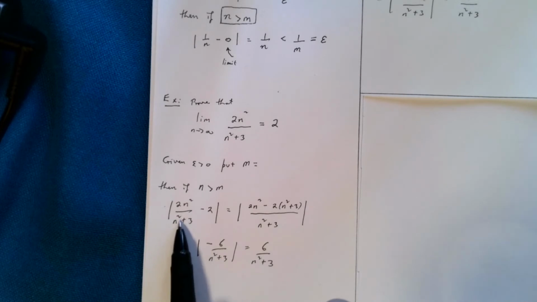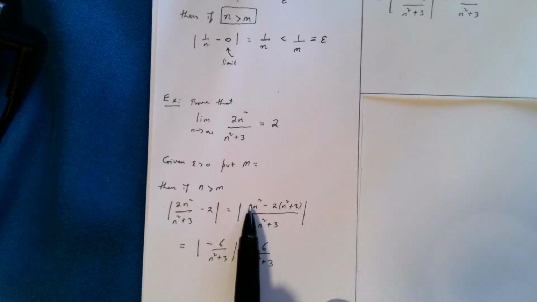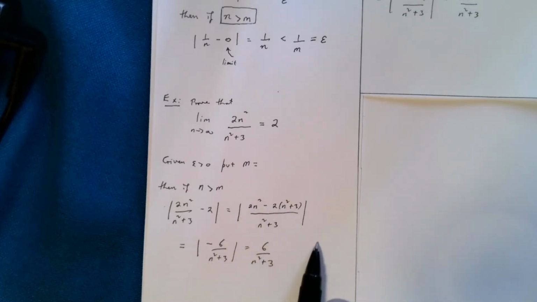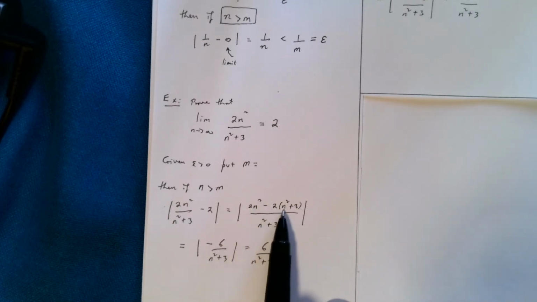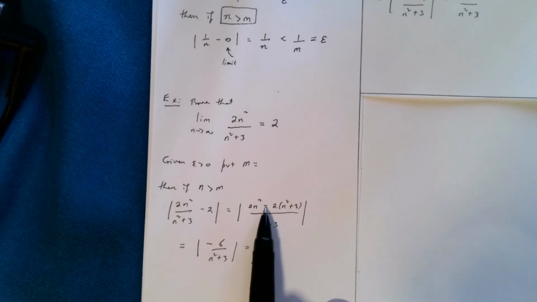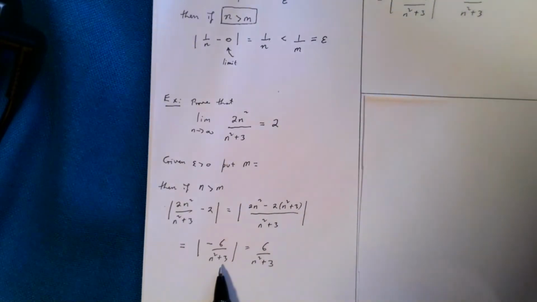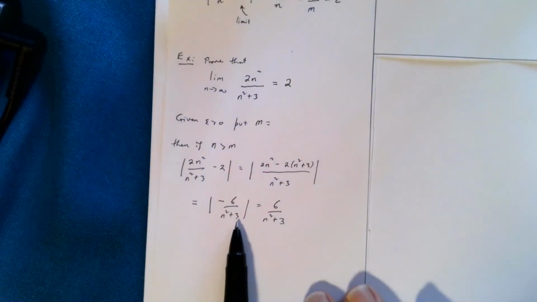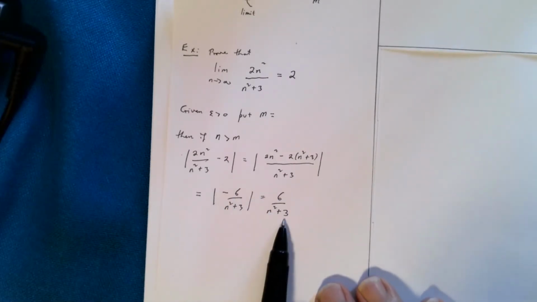So I put it over a common denominator, n squared plus 3. I get 2n squared minus 2 times n squared plus 3. Now when you take the brackets out, you'll get 2n squared minus 2n squared, that cancels, and you're going to get minus 6. Minus 2 times 3 is minus 6. So you take the brackets out and simplify it. Now I'm taking the absolute value of that, so that's just going to be 6 over n squared plus 3.